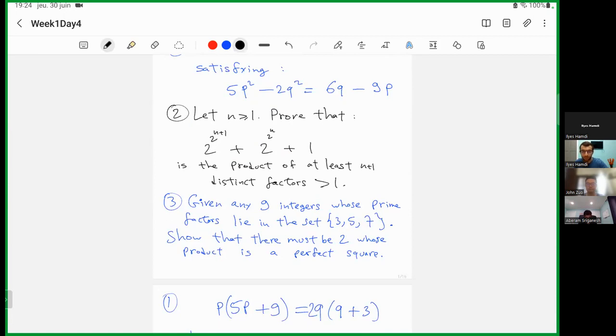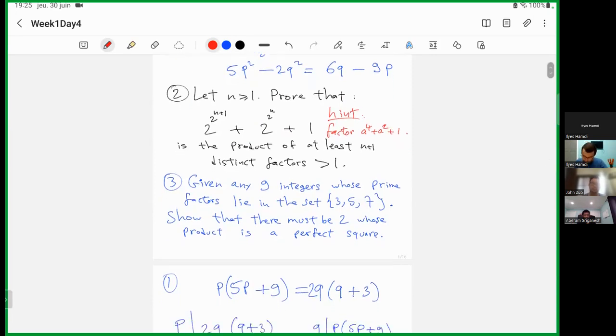So I'm considering 9 integers. Oh, if you want, I can just give you a quick hint on this problem. Try to factor a to the 4 plus a squared plus 1. And if you want, you can ask to solve it together at the end of the lecture. Okay, now let's go on to problem 3.